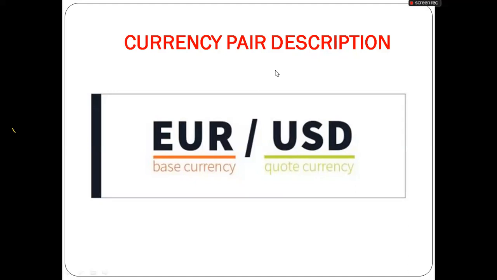Now, for currency pair, because it's a pair, meaning that there are two currencies coming together, we need to understand the dynamics. What do I mean by that? For currency pair, the first currency is usually called the base currency. The next currency is called the quote currency. I'll take that again. Euro versus USD.